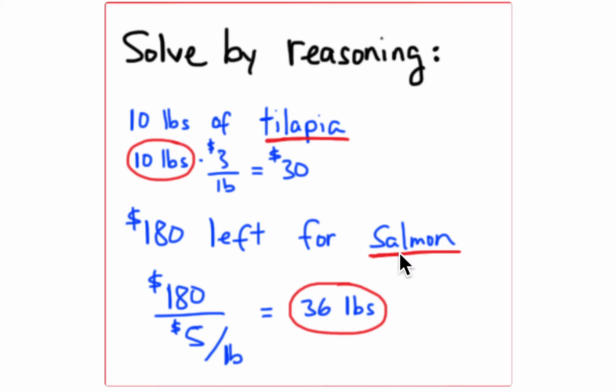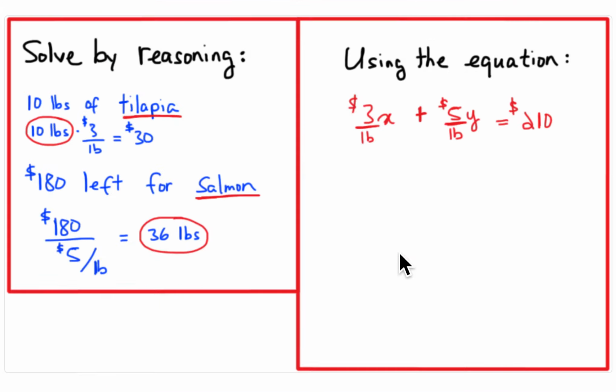But this is not about just reasoning. It is about combining the reasoning with using the equations. So let's do that side by side. Let's use the equation now and see that you're doing the same thing as you're reasoning through it. And this is what we want students to do, is to begin to understand that reasoning through the problem is the same as using the equation. The equation is just a streamlined or organized way of looking at the problem.